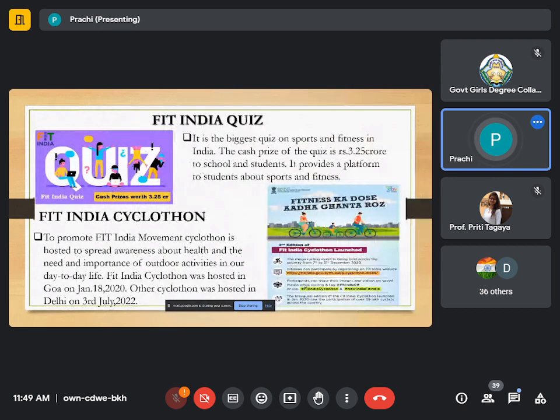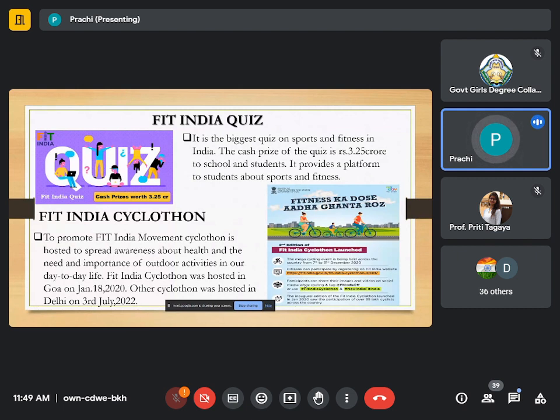The Fit India Quiz. Fit India Quiz is the biggest quiz on sports and fitness in India. Here, the students of various schools across the country participate in the quiz and win various cash prizes. They also show their knowledge about sports and fitness.